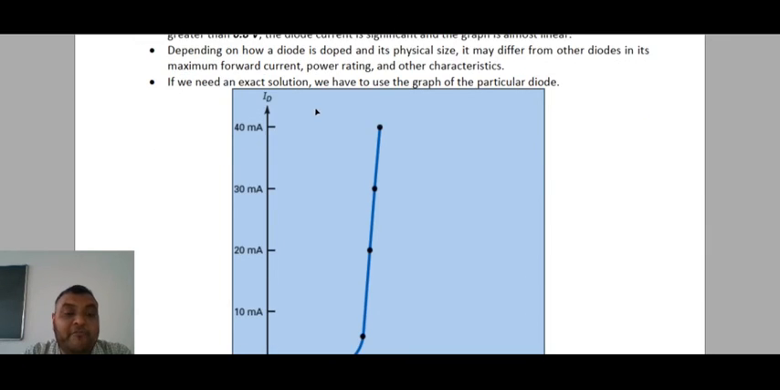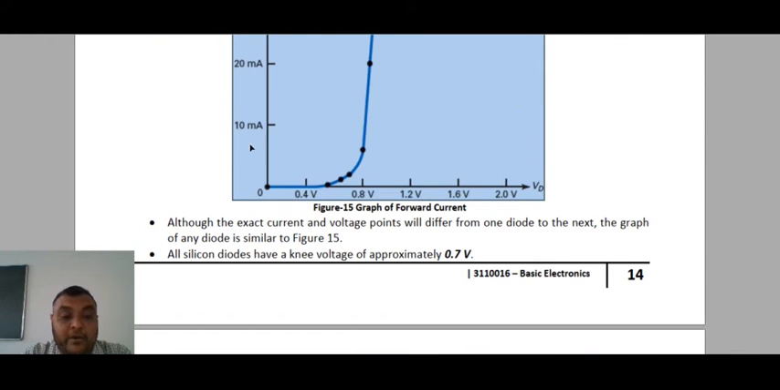Okay, now if we need an exact solution, we have to use the graph of the particular diode. Although the exact current and voltage points will differ from one diode to the next, the graph of any diode is similar to this given figure. Okay, so all silicon diodes have a knee voltage of approximately 0.7 volt. And what is the knee voltage? The voltage we need to break the barrier potential is known as our knee voltage.